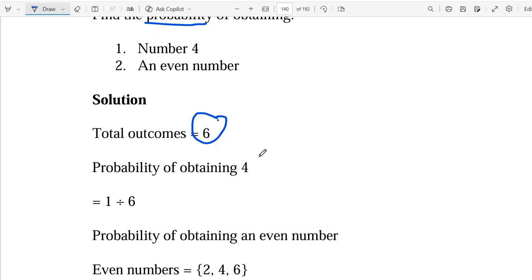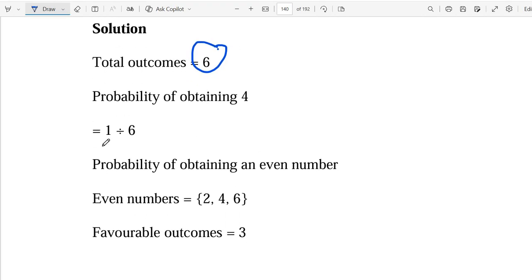So for the probability of obtaining 4, between those 1 to 6, how many times will 4 come if we roll the dice once? So the probability is 1 by 6. It means from 6 numbers, 4 will come only once, right?